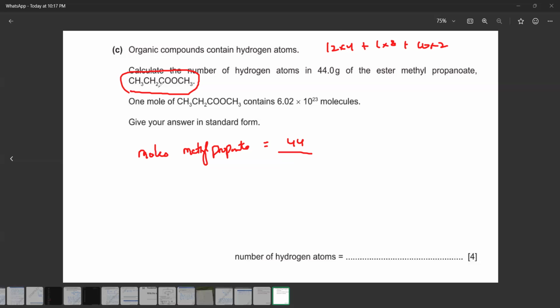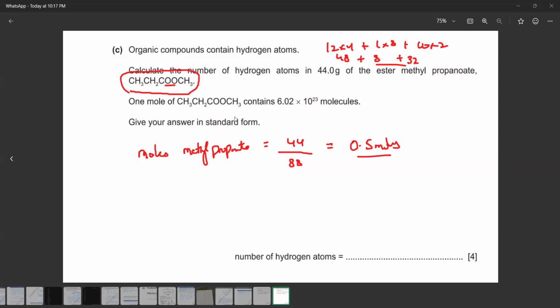So 12, because there are 4 carbon atoms. So 12 multiplied by 4 equals 48. Plus there are 8 hydrogens, so this will be 8. And plus oxygen, there are 2 oxygens, so 16 multiplied by 2 will be 32. So 32 plus 8 makes 40, and 40 plus 48 makes 88. So 44 divided by 88, how many moles will I get? I will get 0.5 moles of this compound, methyl propanoate.